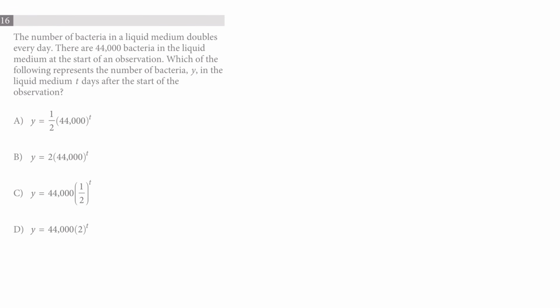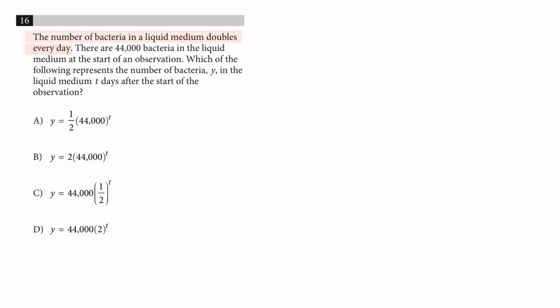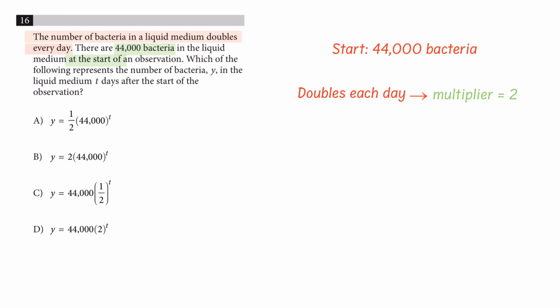Next up, exponential growth. Bacteria doubling every day. Classic SAT pattern. We start with 44,000 bacteria. They double each day, so the multiplier is 2. After t days, the equation is y equals 44,000 times 2 to the power of t. That's choice D. Exponential formula set.